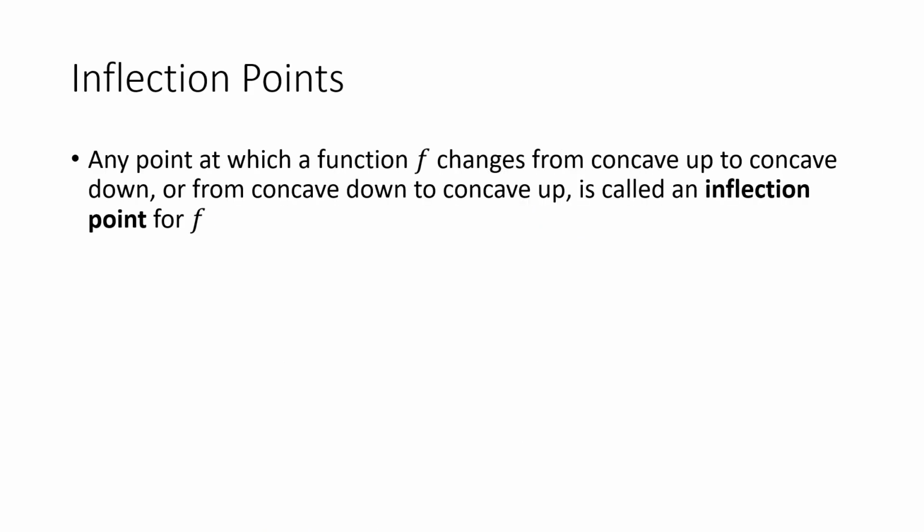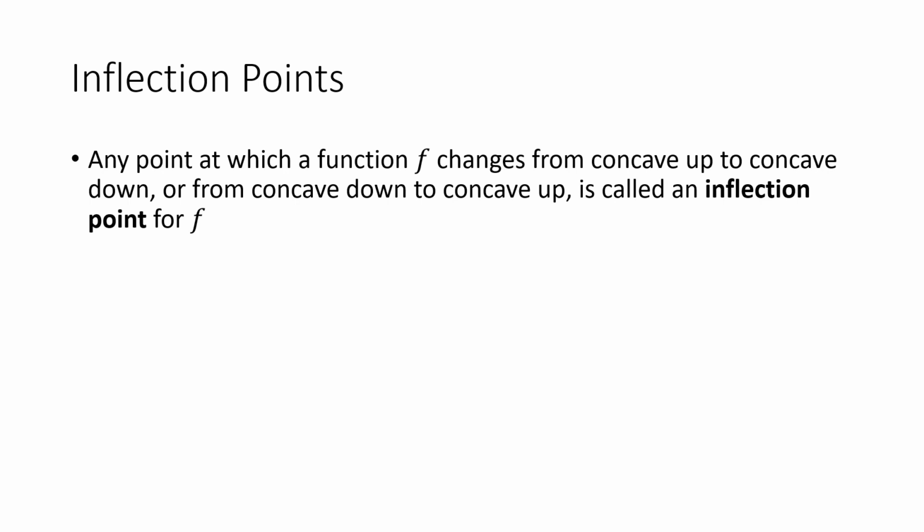So now, those points in between, those points at which my second derivative is changing sign. We know that for the first derivative, if the first derivative changes sign at a critical point, we have a local maximum or a local minimum. When we have the second derivative changing sign at a place where the second derivative is 0 or undefined, we call that an inflection point.